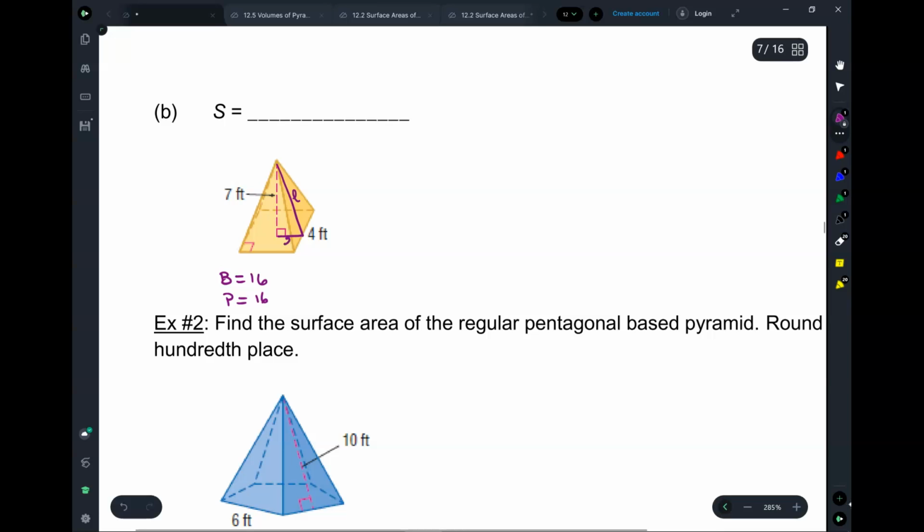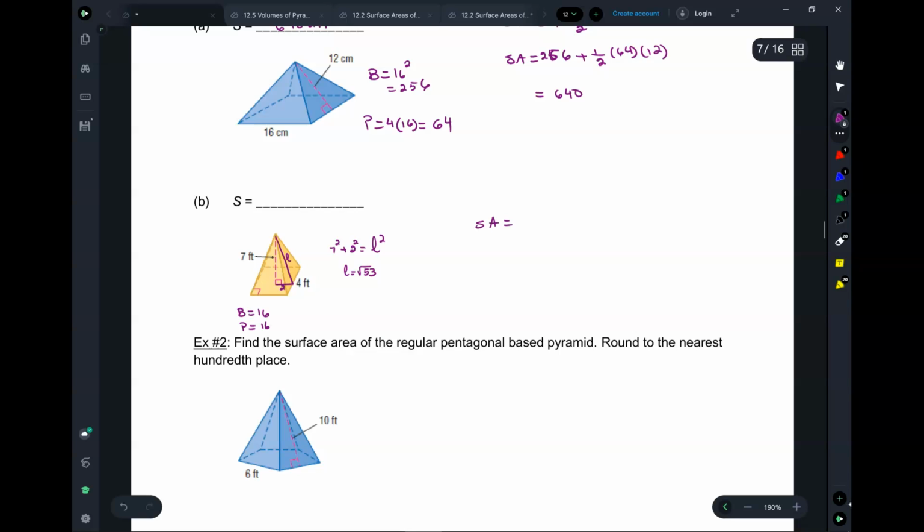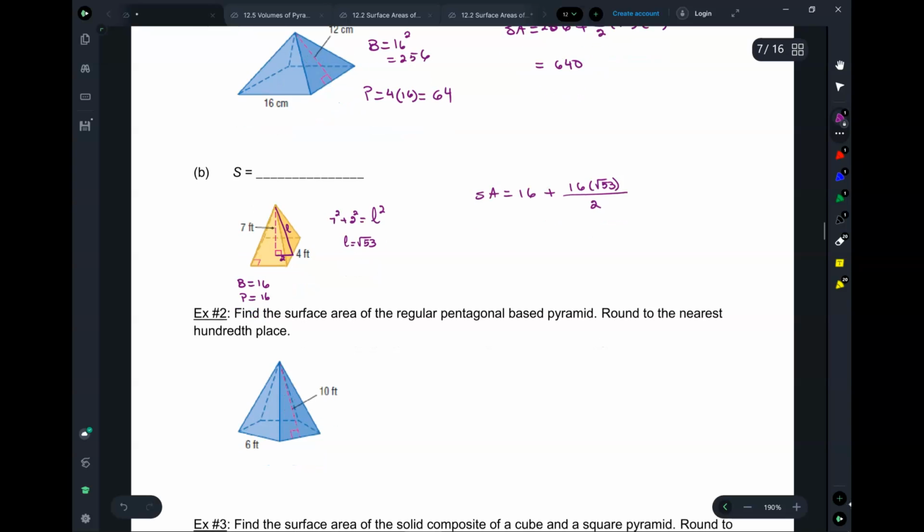2. So now we're going to do the good old Pythagorean theorem. Okay? So L is root 53. Okay, so surface area is 16 plus 16 times root 53 all over 2, if that's the way you prefer to write it. But make sure that you don't divide the whole thing by 2. And that is equal to 74.24.